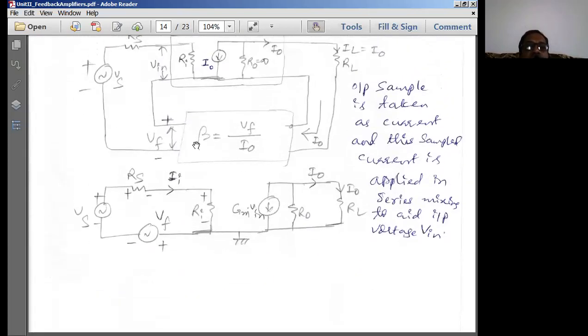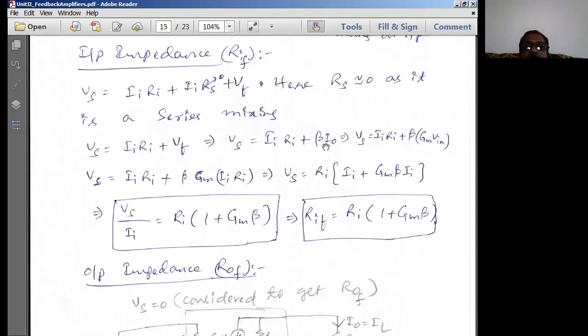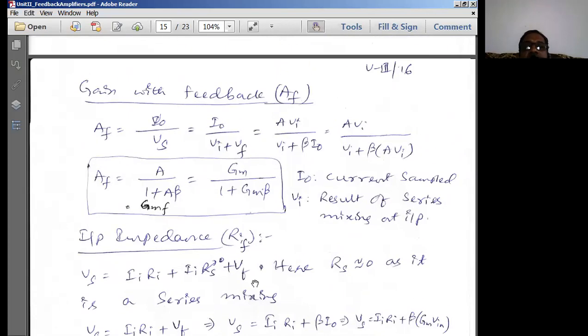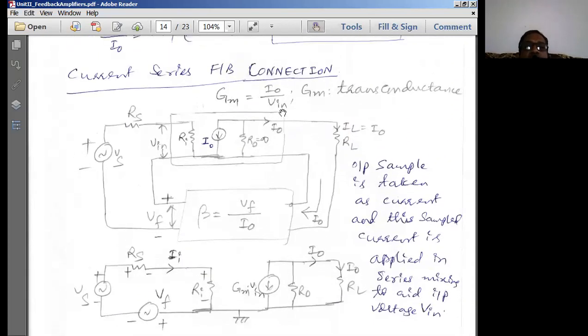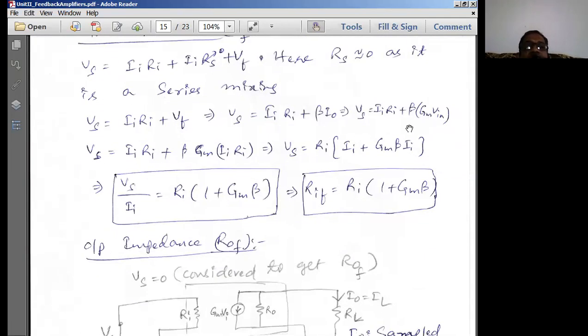Vf is equal to beta times I naught. What is I naught? From the amplifier gain, I naught is equal to Gm into Vin. Now what is Vin? Vin is nothing but Ii into Ri. So I can take Ri as common in both the cases, and I can write Ii plus Gm beta Ii.